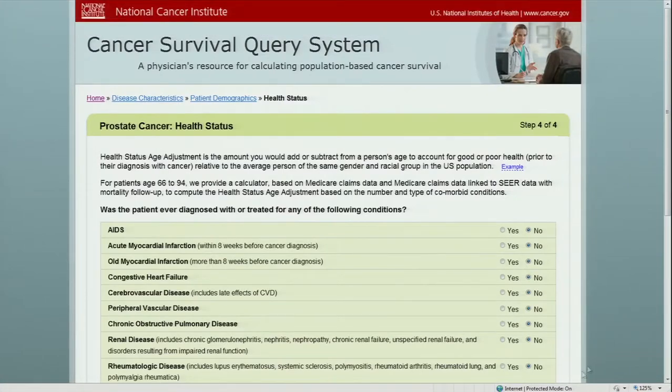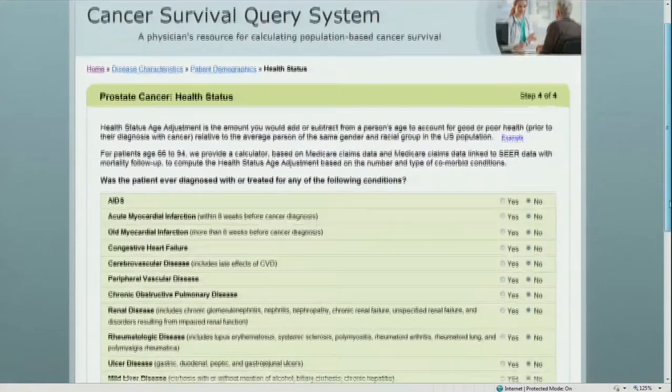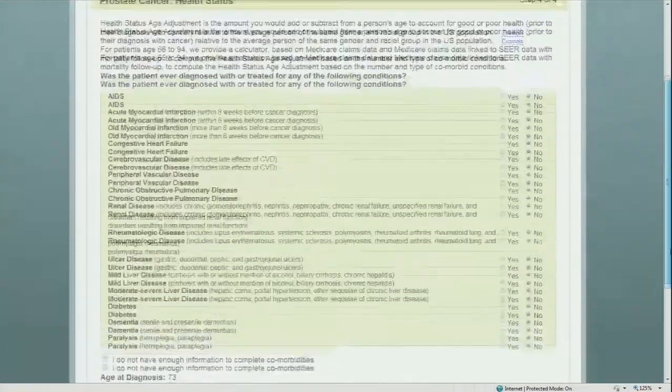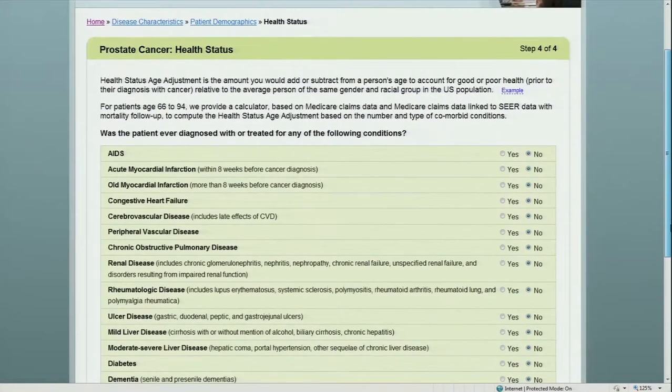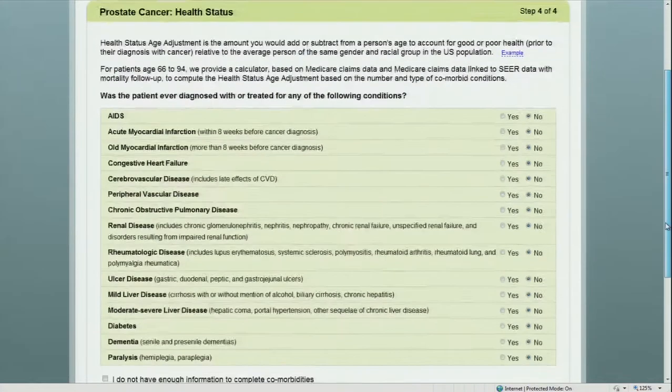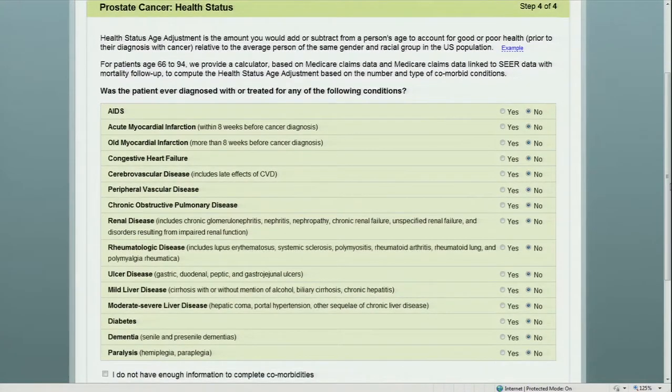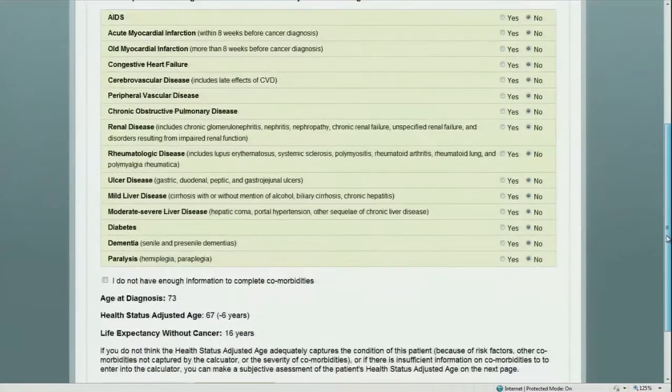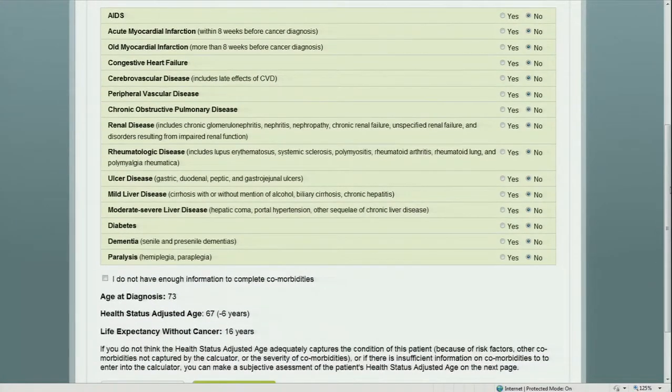And here we come to our health status page. Now, a unique feature of CSQS is computing health-adjusted age. The system allows you to select up to 15 health conditions that a person may have prior to diagnosis. And this is a well-validated standard set of conditions to predict average life expectancy.